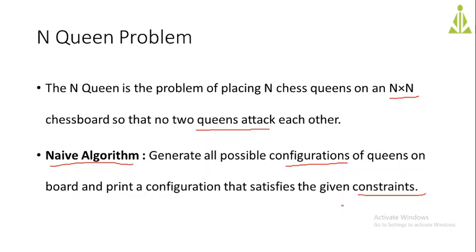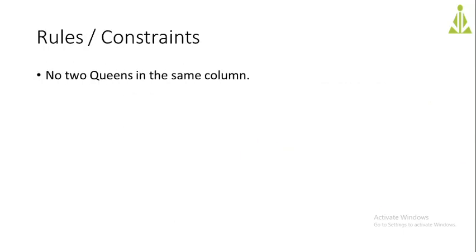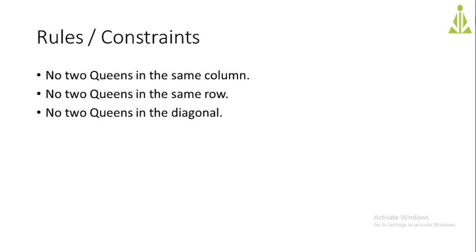So what are the constraints, or we can say rules? The first one is no two queens in the same column. The second is no two queens in the same row. So you should not have two queens in the same row and you should not have two queens in the same column. And the last one is no two queens in the diagonal.